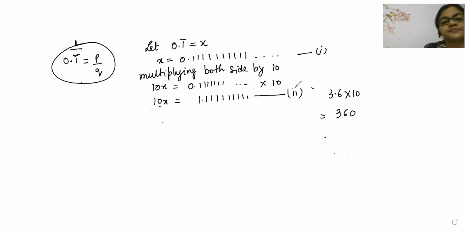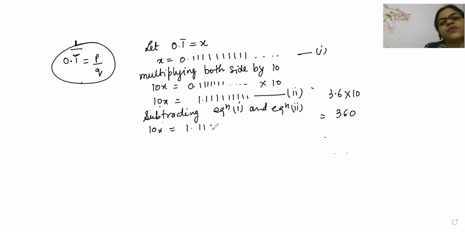So in the same way, when 0.111 is multiplied by 10, it becomes 1.11111. Now take it as equation 2. Now subtract equation 1 from equation 2. Then 10x is equal to 1.11111111, and x is equal to 0.11111111, and it will keep on going.